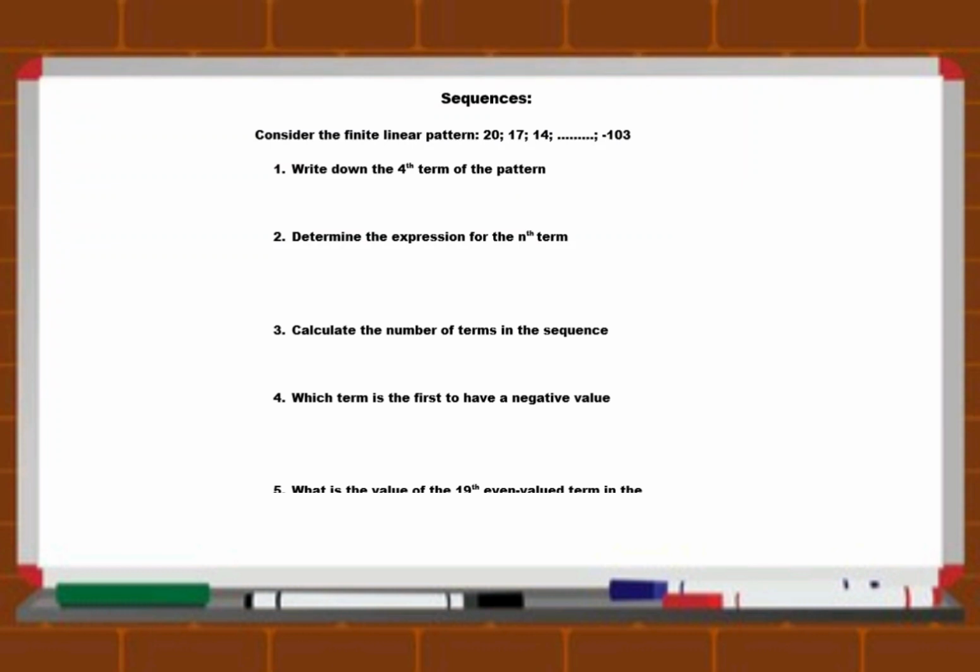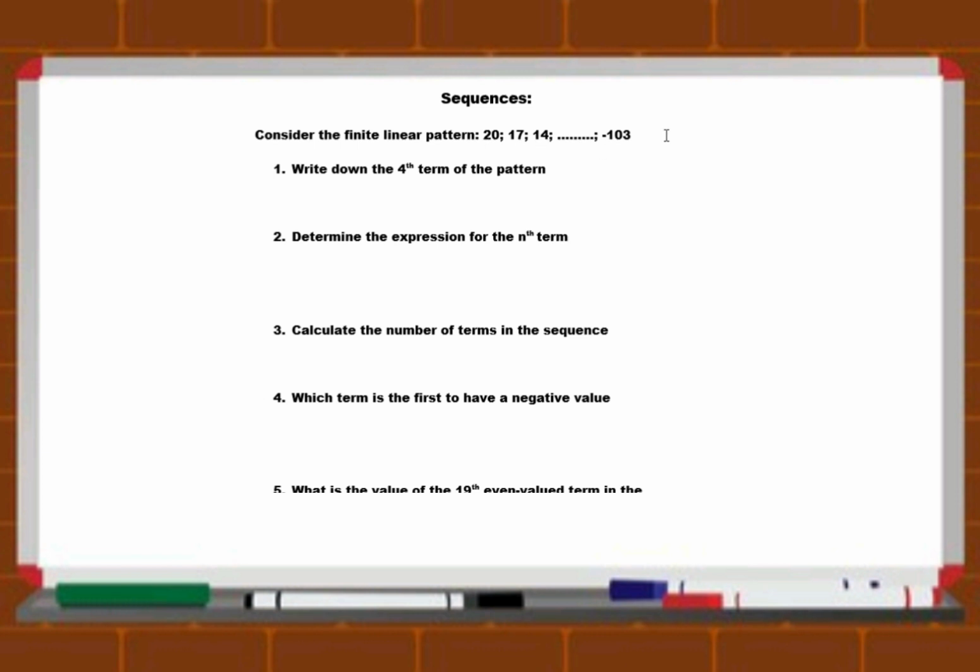In today's video, we're going to be doing exam type questions for linear patterns or sequences, right? So without wasting any time, let's get straight into it. In today's question, we have the following question over here. It says, consider the finite linear patterns, and then you have these numbers over here.